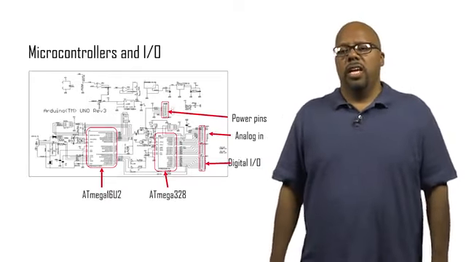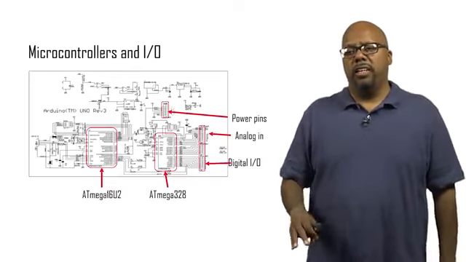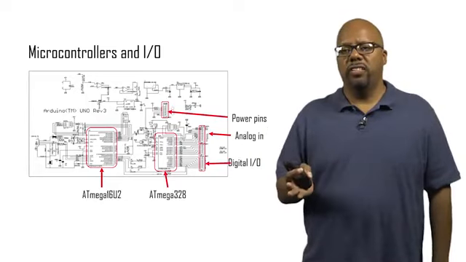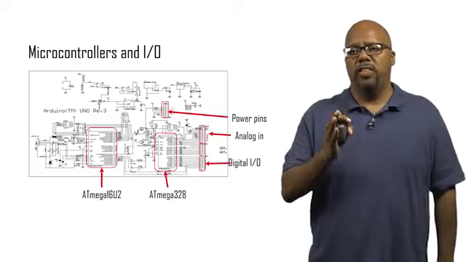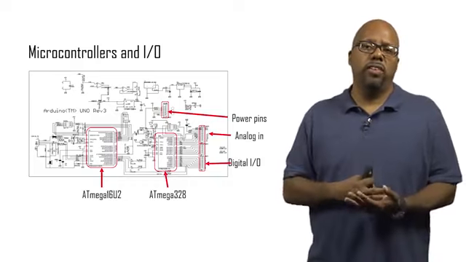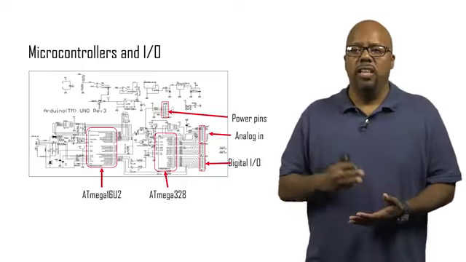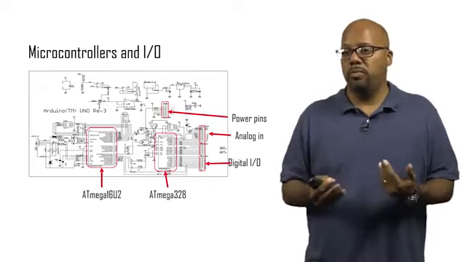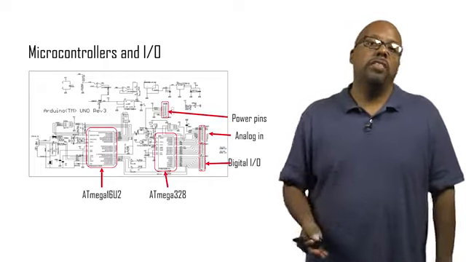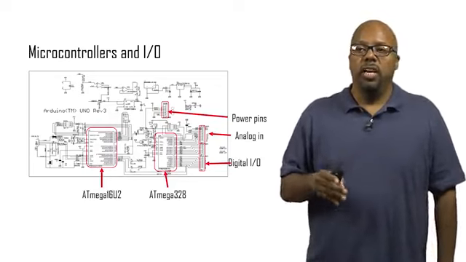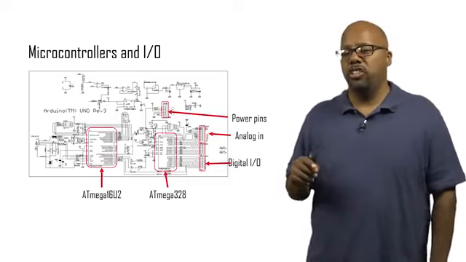Okay, so if you look at the schematic, we've highlighted a few interesting things here. The first things we've highlighted are the processors. Like we said, there are two microcontrollers on this device. There's the Atmega 328, which is the main one that you're going to be programming, and then there's the Atmega 16U2 that deals with the USB connection. So you can see both of those are highlighted in the picture.